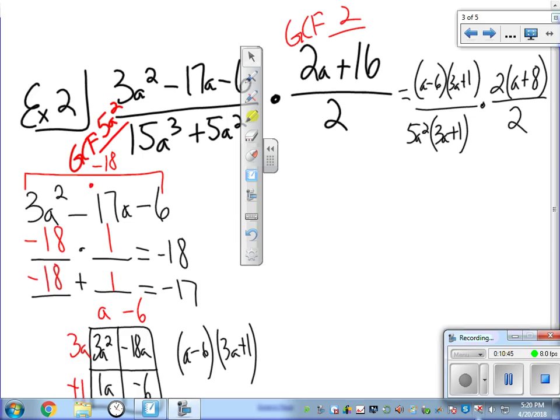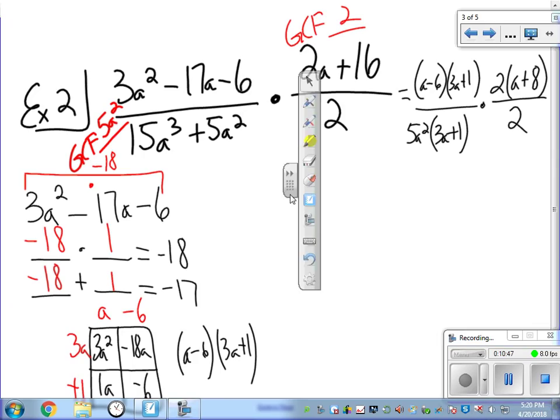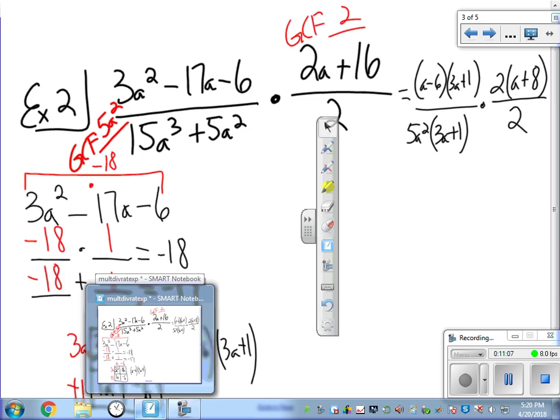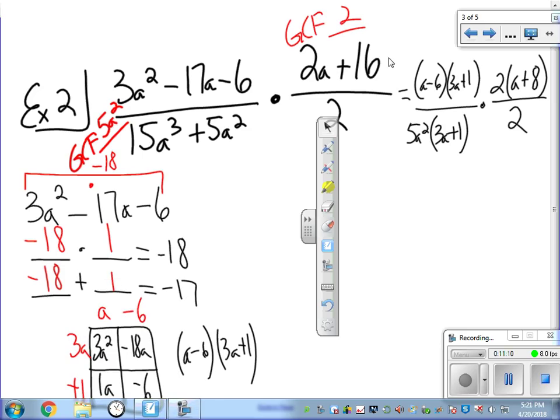So here's what. The upstairs factored as a minus 6, 3a plus 1. I did that down yonder, down here. The downstairs of the first fraction factored as 5a squared, 3a plus 1. Because the GCF of this thing was 5a squared. And then check this out. The second fraction, the upstairs, has something that's linear, and if something's linear or if it's not quadratic, basically if something's not quadratic, we want to try to factor out a GCF.